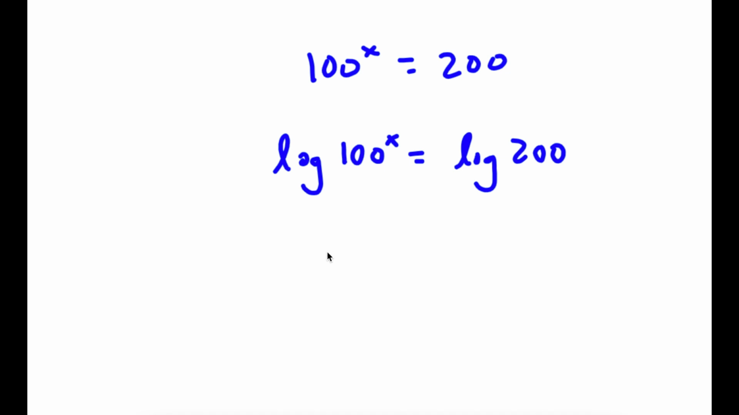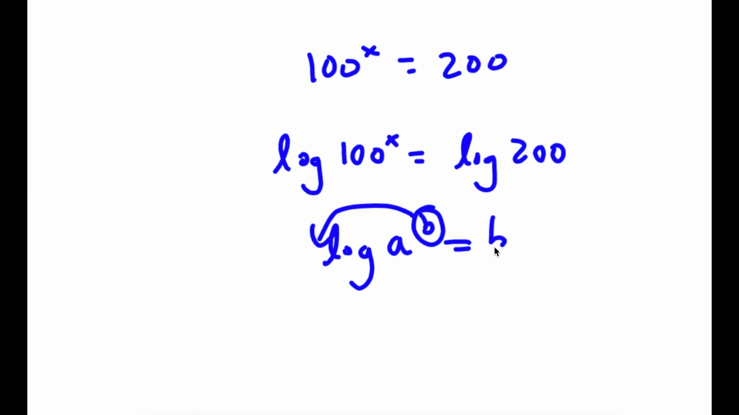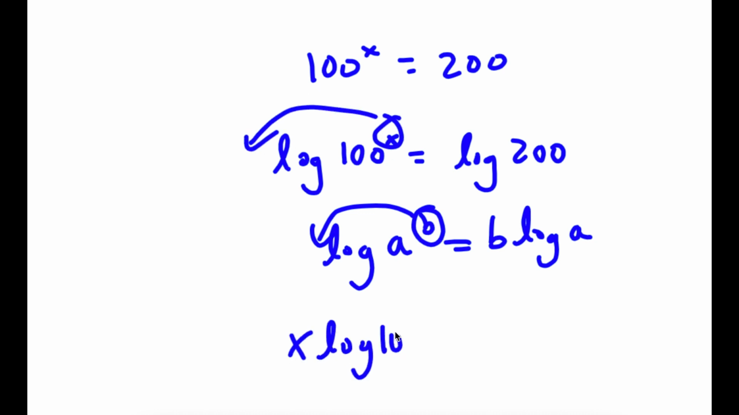Now, if I have something in the form log a to the power of b, I can move this exponent b to the front. So this is equal to b times log a. In this case, I have log 100 to the power of x, and I can move x to the front. So now I have x times log 100 is equal to log 200.